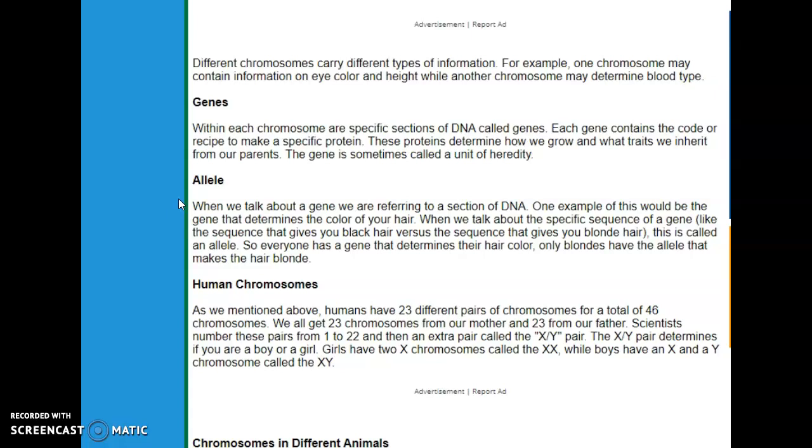Allele. When we talk about a gene, we are referring to a section of DNA. One example of this would be the gene that determines the color of your hair. When we talk about the specific sequence of a gene, like the sequence that gives you black hair versus the sequence that gives you blonde hair, this is called an allele. So everyone has a gene that determines their hair color, but only blondes have the allele that makes the hair blonde.